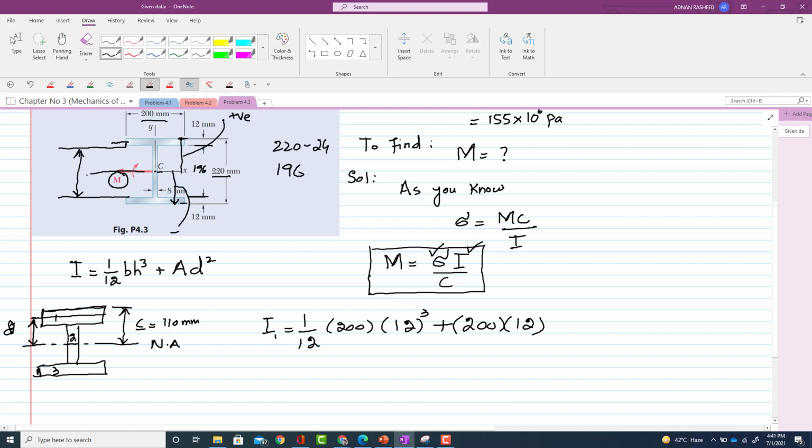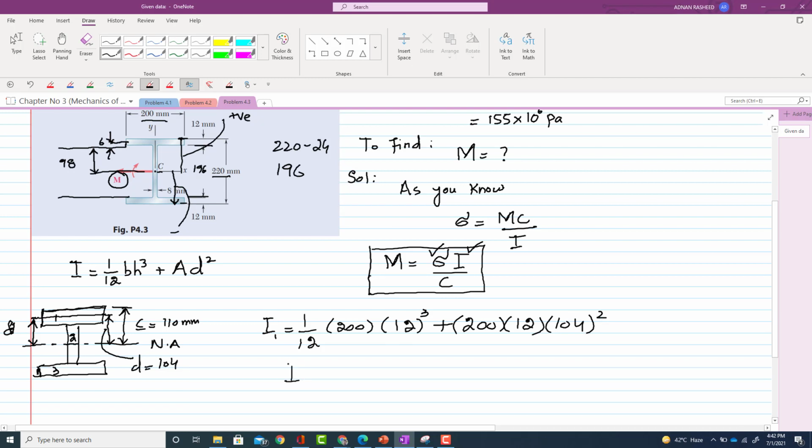No, sorry, the distance from this point to this point is 98. So if you add 98 with 6, it will give you 104. So this distance is actually 6. Now from this point to this axis, this is the D, and this D is equal to 104. So AD square will be 104 whole square.